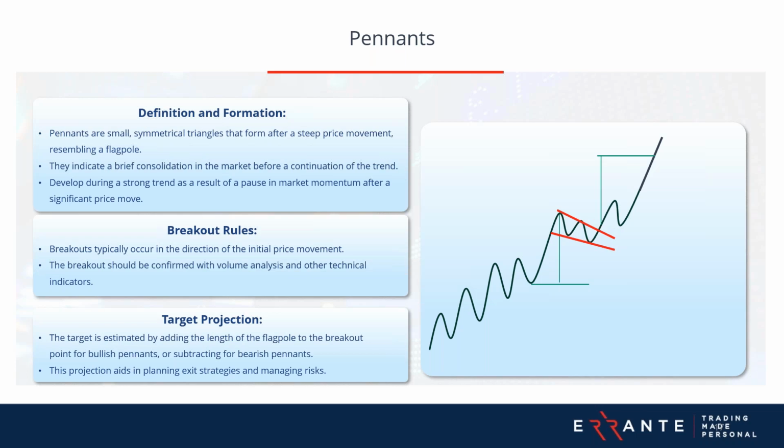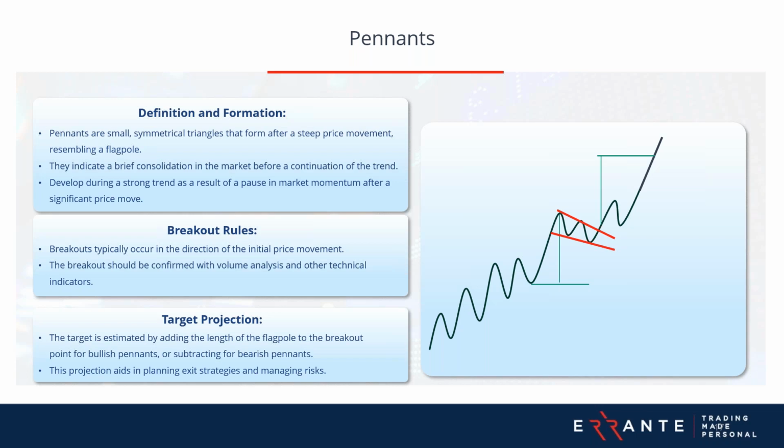Okay, moving on to pennants, we delve into another essential continuation pattern in forex trading. Pennants closely resemble small symmetrical triangles and are typically formed after a steep price movement, which is often referred to as the flagpole. So this is another type of flag, but here you see converging trend lines. These patterns are indicative of a short-term consolidation phase in the market, suggesting an impending continuation of the trend.